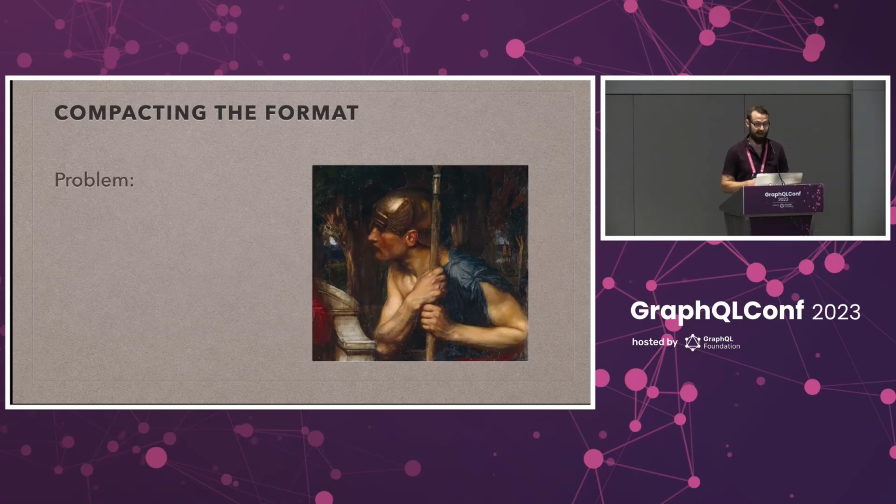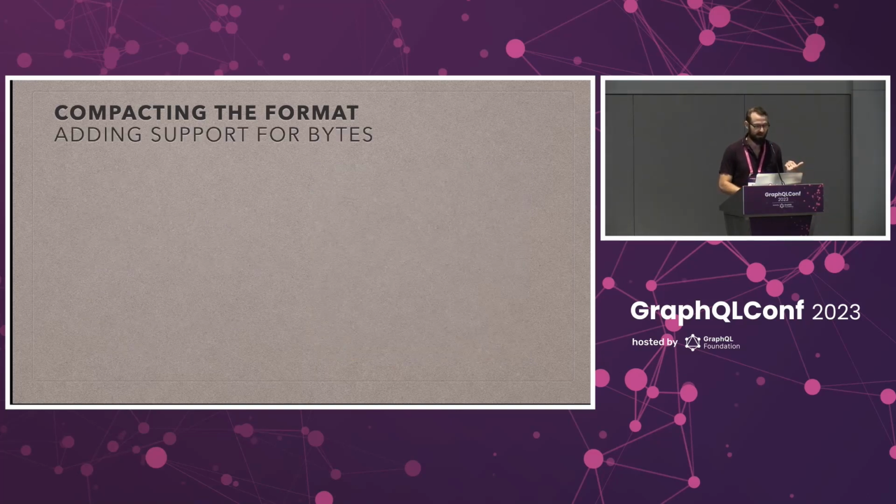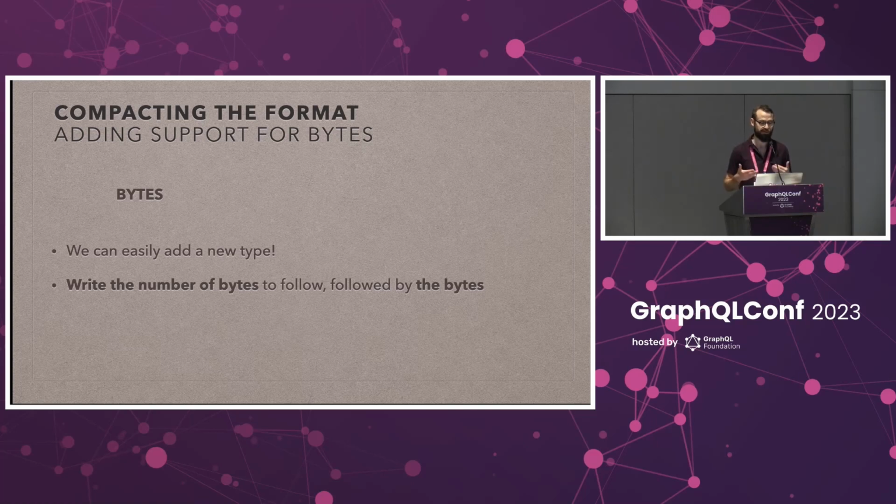One problem we still have in this format so far is that binary data is big when we stuff it into strings, which is currently our best option, and the best option we have in JSON. You have to base 64 or even worse, Unicode escape it, and that's going to result in a very big string. But fortunately, since we're already designing a new format, we can easily add a new type. So let's add a bytes type, and that's going to be very simple. We're just going to write the number of bytes to follow, followed by the bytes.